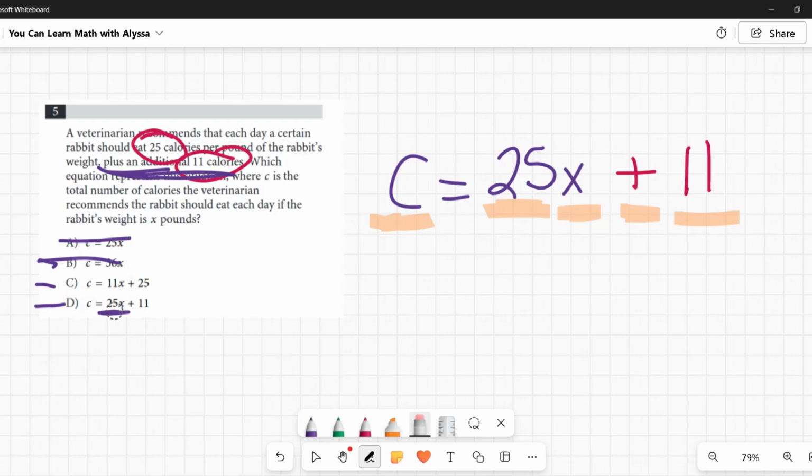So definitely, I know with word problems, those can be very tricky for students in figuring things out. And a lot of times looking at the answers, if you get stumped, can be very helpful and can get you on the right track. So again, it's D, C equals 25x plus 11.